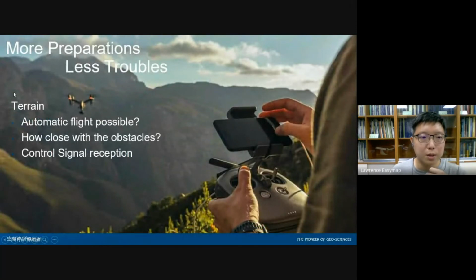Okay, the other one is about the terrain. It is very, very important as well. In some mountainous areas, it may not be possible to operate fully automatic flight because there are a lot of obstructions and it is not safe to do it automatically. So how close is my mission area to those obstacles? And sometimes the control signal may be interrupted by the terrain as well. So we need to consider the terrain very carefully.